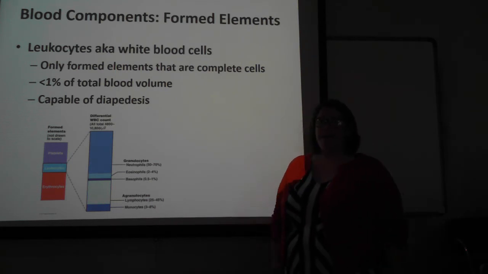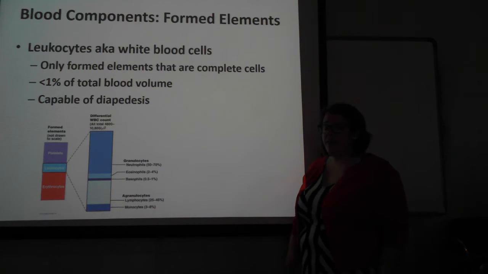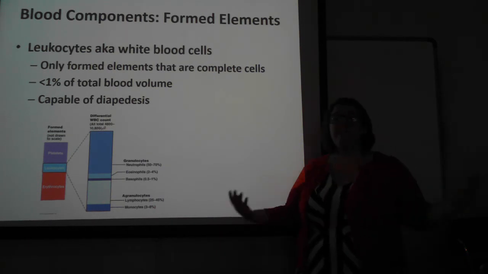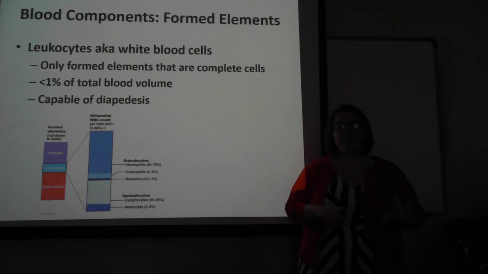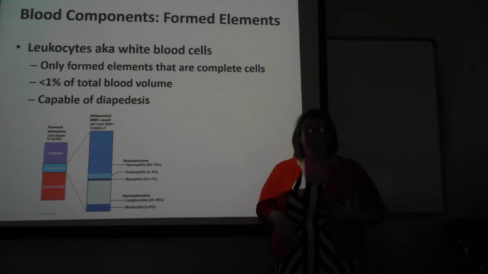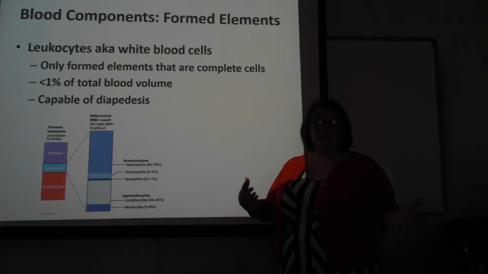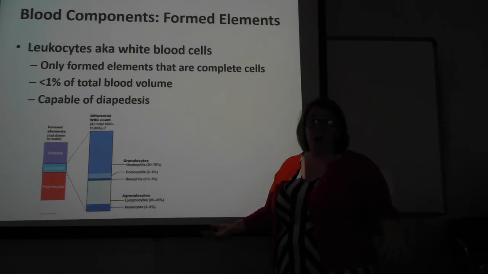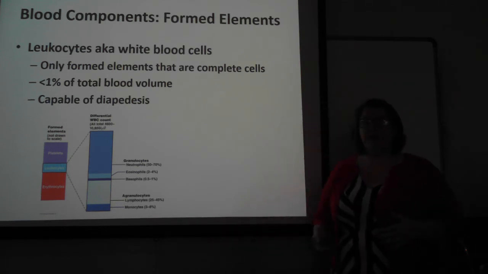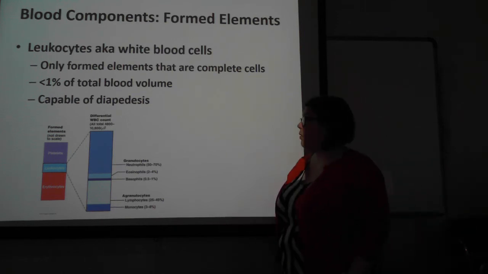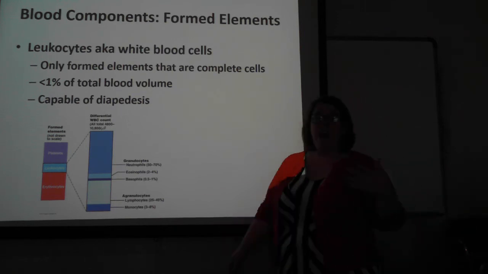So we're going to pick up here talking about leukocytes. These are our white blood cells. These are what are called complete cells. They have a nucleus, they have DNA, they have organelles. They are the only one of the formed elements, erythrocytes, platelets, and leukocytes, that are complete. So erythrocytes and platelets are what are known as incomplete cells. They lack a nucleus and organelles. And we don't have a lot of them.